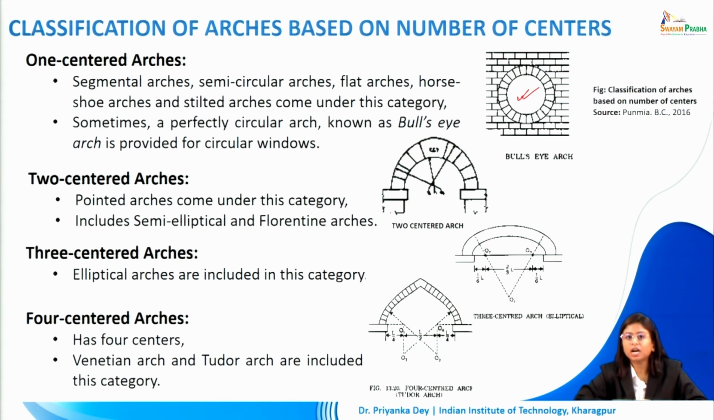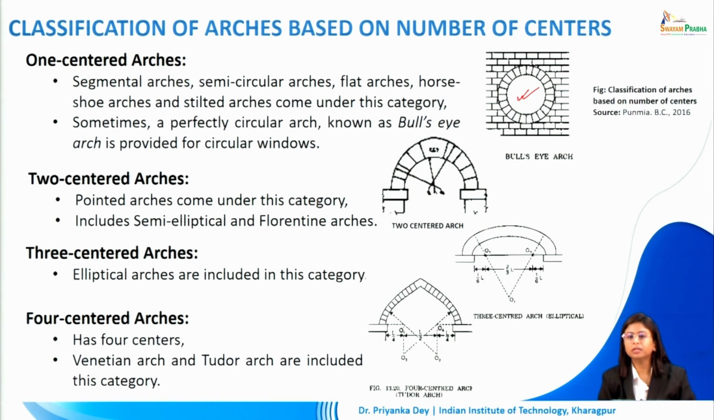The two-centered arches are pointed arches, which are under this category. So we will have to look for pointed arches like the semi-elliptical Florentine arches, which are pointed in nature. They will have 2 centers or more. Three-centered arches are elliptical arches.